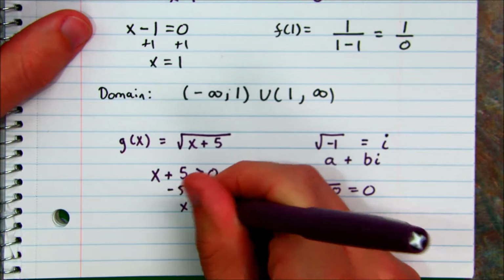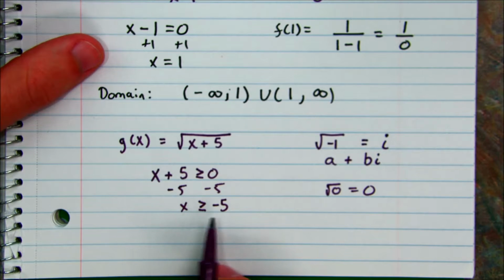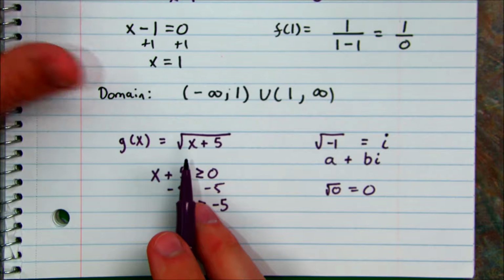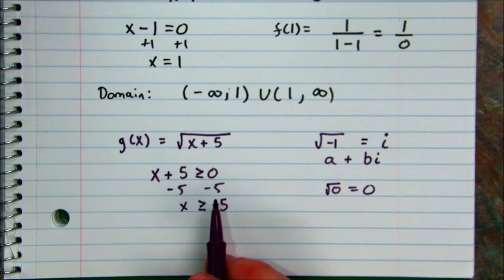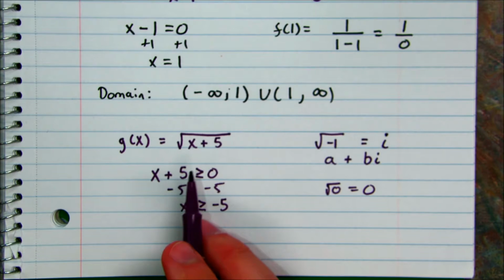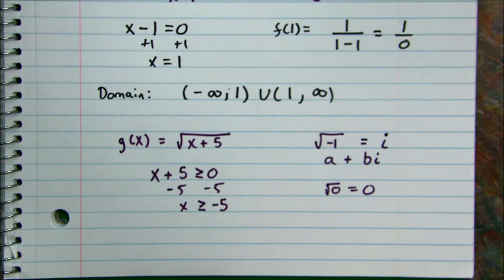So I get x is greater than or equal to -5. So this is the domain. We looked for what can't I have. I can't have negative numbers under the radical. So every value from -5 up will work. It will give us a positive value under the radical, which we then can evaluate.